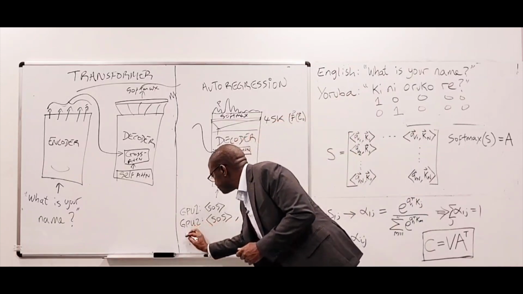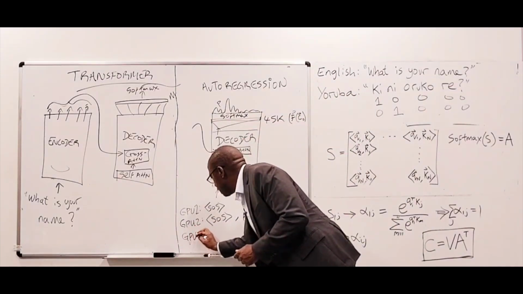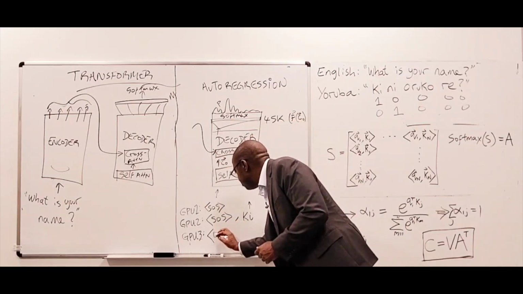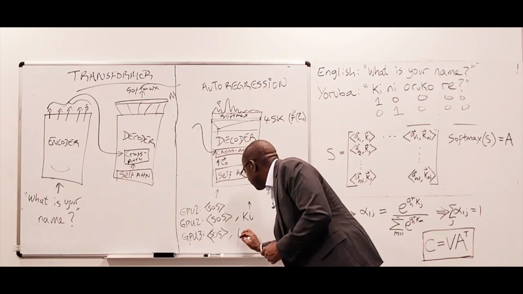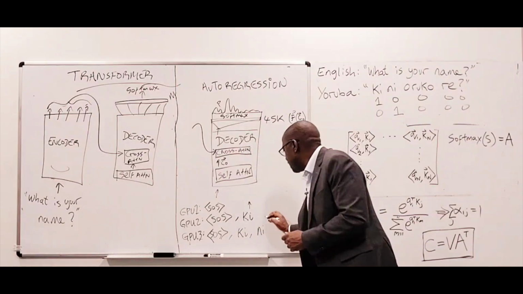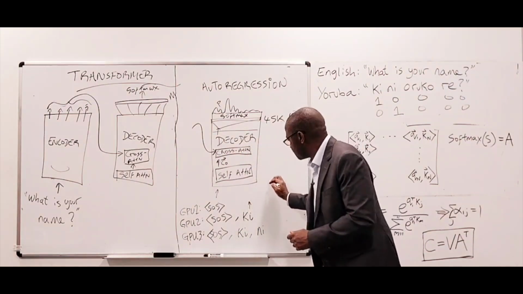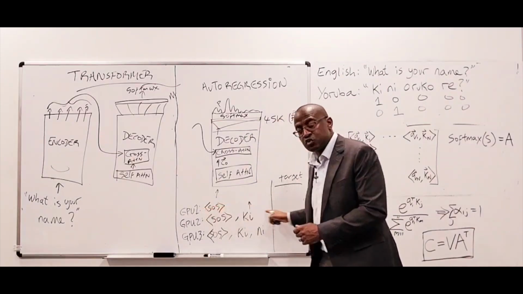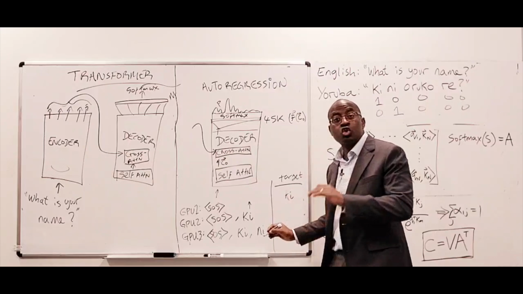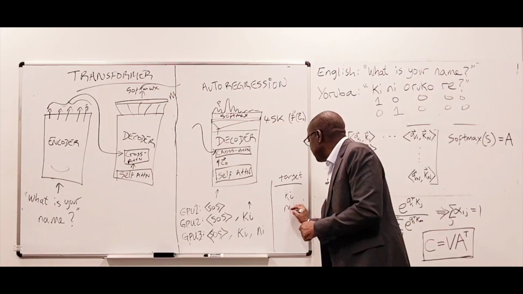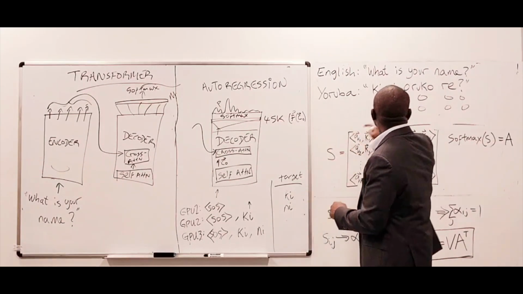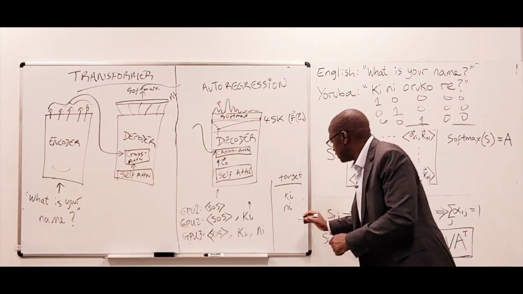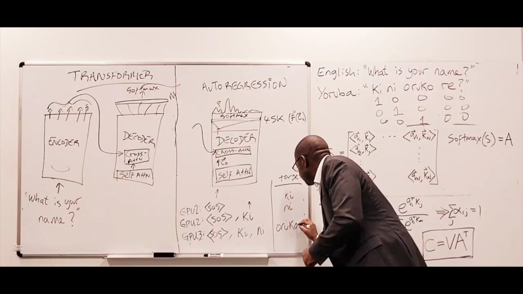And then this one, another GPU, GPU3, would have this as its input: SOS, ki, ni. In this case, these are now the targets, the answers. The target in the first one, as we said, was ki. So this is the so-called right shifting. While here it was ni. Here, what is it? Oruko: 1, 0, 0, 0, 0. Oruko is name.